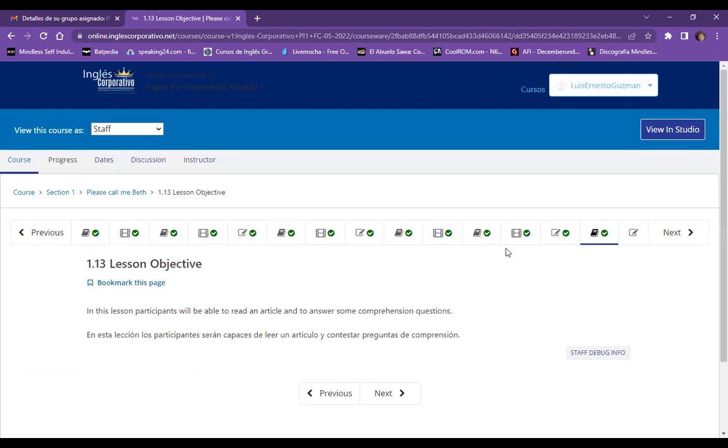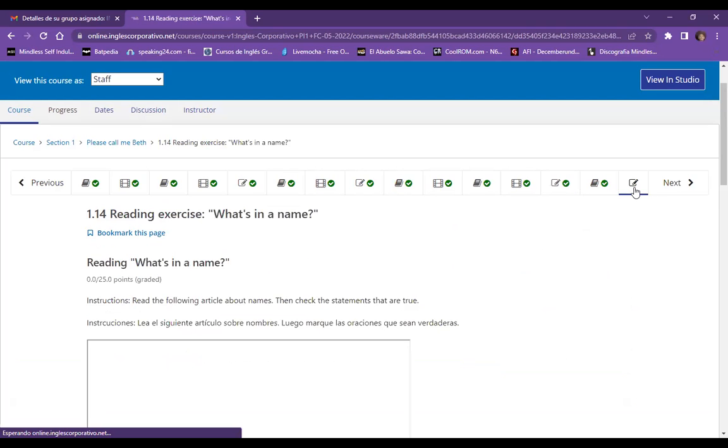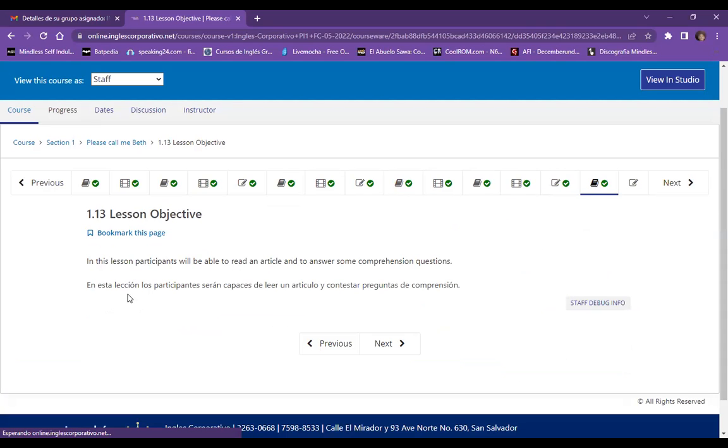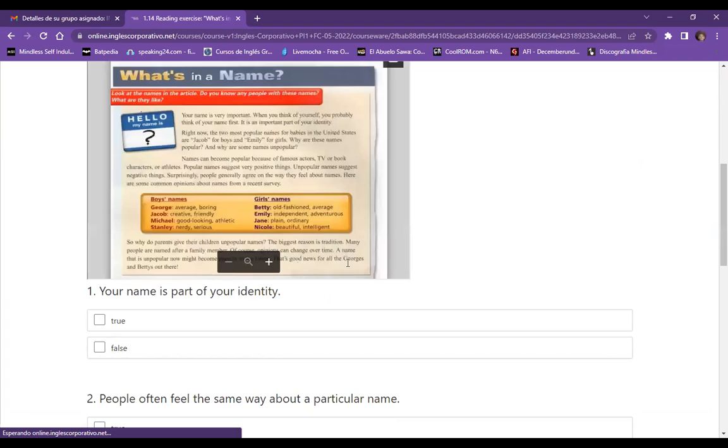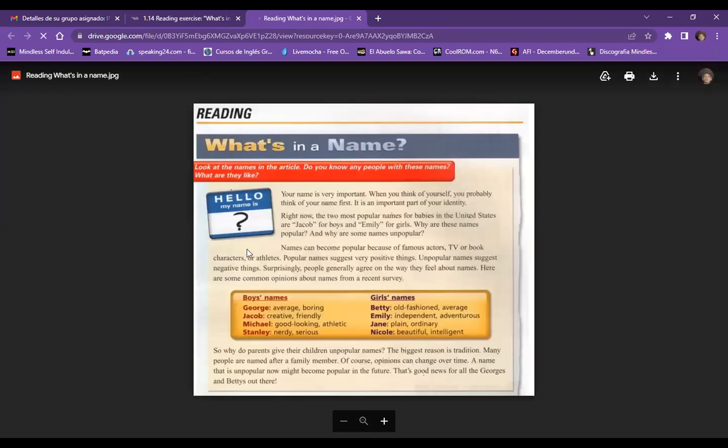Sí, comprensible. Nice, we will continue. In this lesson, our participants will be able to read an article and to answer comprehension questions. Lo siento, tengo la boca seca. But don't worry, guys. Dice abajo, esta lección, los participantes serán capaces de leer un artículo y contestar preguntas de comprensión. Okay, I will show you the article and together we will learn that article.